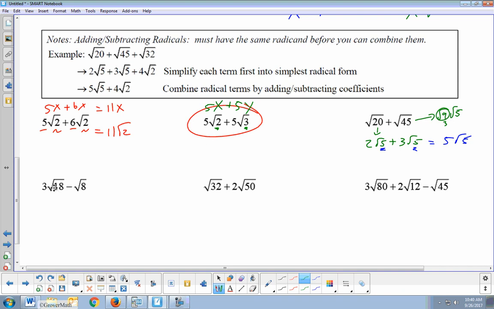All right, how about this one? 3 rad 18 minus rad 8. 3 rad 18, so that's going to be 3 rad 9 times 2 is 18. Square root of 9 is 3 times the 3 already out front is going to give me 9 rad 2. Minus rad 8 is the square root of 4 times 2 is 8. Square root of 4 is 2, so that's 2 rad 2. They are now like radicals of rad 2's. 9 rad 2 minus 2 rad 2 is 7 rad 2.